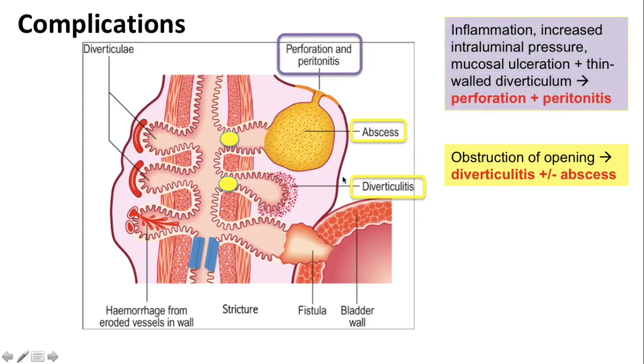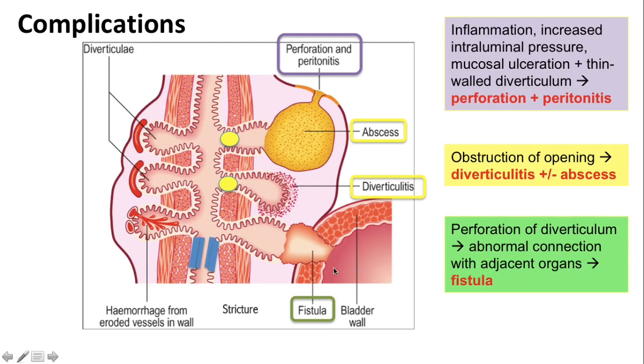And recall I said earlier that the wall of the diverticulum tends to be quite thin. So with obstruction and inflammation, there is increase in intraluminal pressure. You can get secondary mucosal ulceration, and this happens within a thin-walled diverticulum. So the diverticulum can perforate, and that can lead to peritonitis, and they can present with features of peritonitis as well as systemic effects of inflammation.